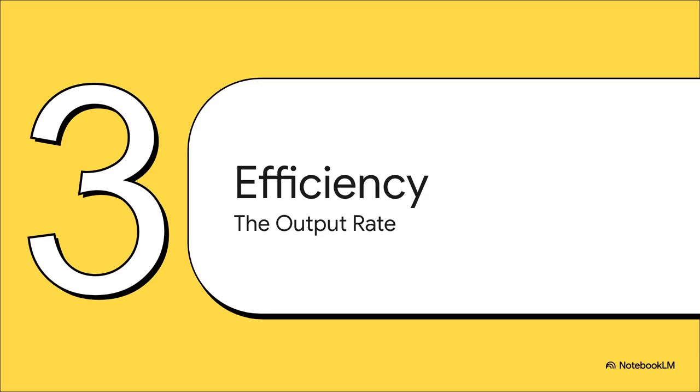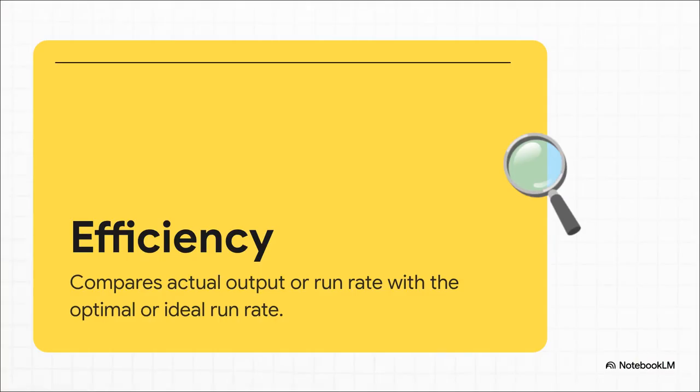Section 3. Efficiency, the output rate. Let's move on and see how this builds, because just having the machine switched on, that is definitely not the whole story. While usage tells us if the machine is awake and operating, efficiency reveals how fast the machine is running compared to its perfect ideal speed. Basically, it compares your actual output, or your run rate, against the optimal run rate.